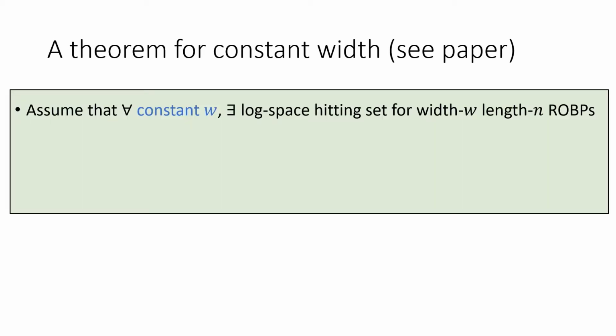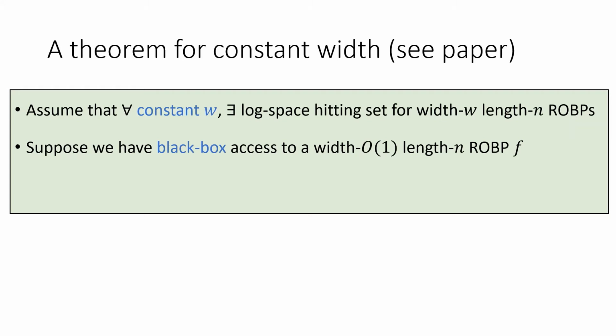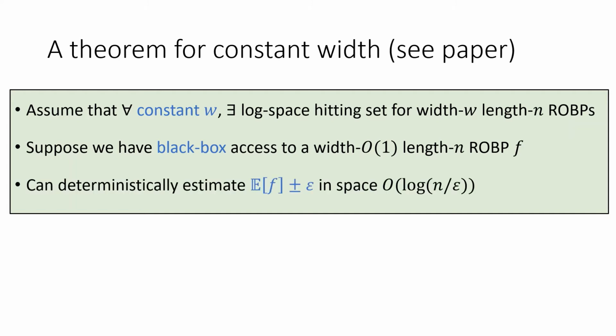So assume there are log space hitting sets for constant width branching programs. And then suppose we merely have black box access to some constant width branching program f. So we can just make queries to f. We can't look at the underlying edges and vertices of f. Nevertheless, we show that under these assumptions, it's possible to deterministically estimate the expectation of f to within a small additive error in logarithmic space.